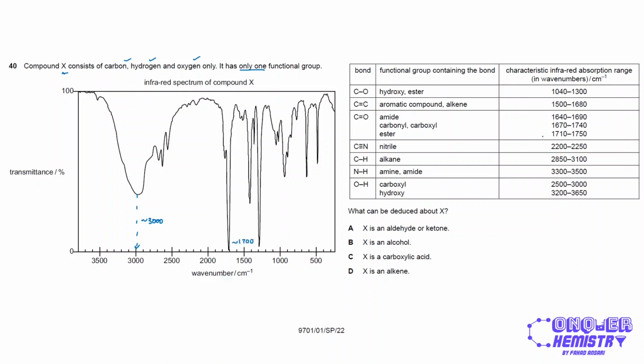So at around 1700, that shows we have a C=O. And at around 3000, we have OH. So we have these two bonds, but it says only one functional group. So it cannot be an alcohol, it cannot be an alkene, it cannot be an aldehyde or ketone. The only option that includes both of these bonds, C=O and OH, is option C.